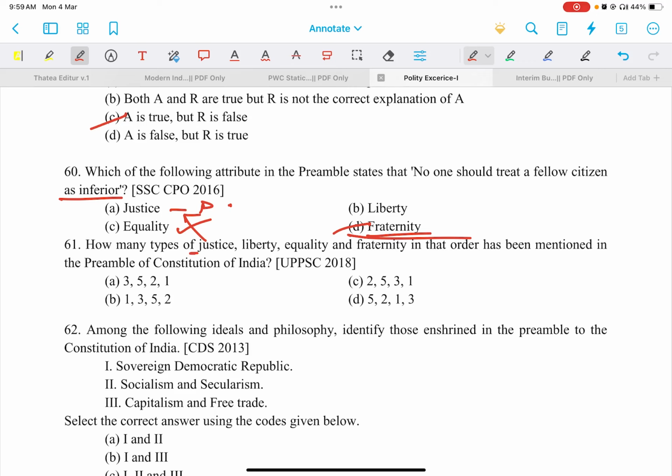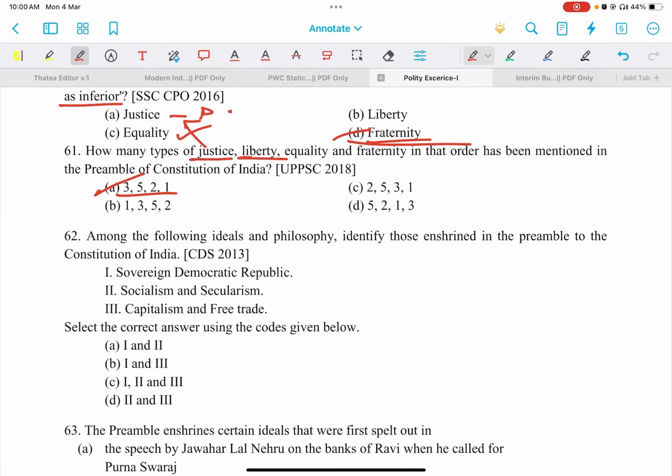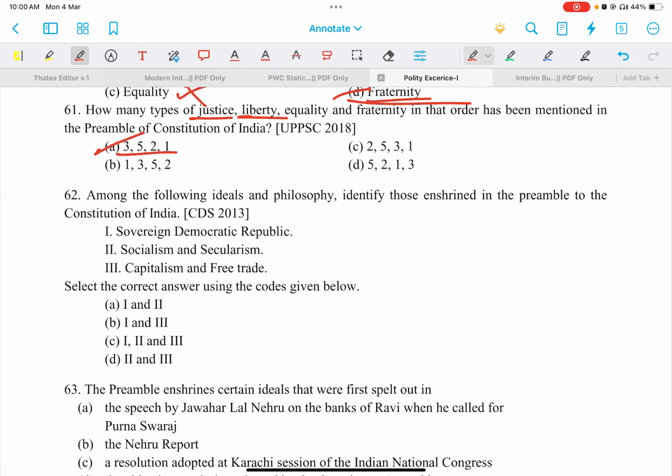How many types of justice are in the preamble? Political justice, economic justice, and social justice, three. Liberty of thought, belief, faith, worship. Among the following ideals and philosophy, identify those enshrined in the preamble: sovereign democratic republic, socialism, and secularism. Yes, 1 and 2 is the right answer.